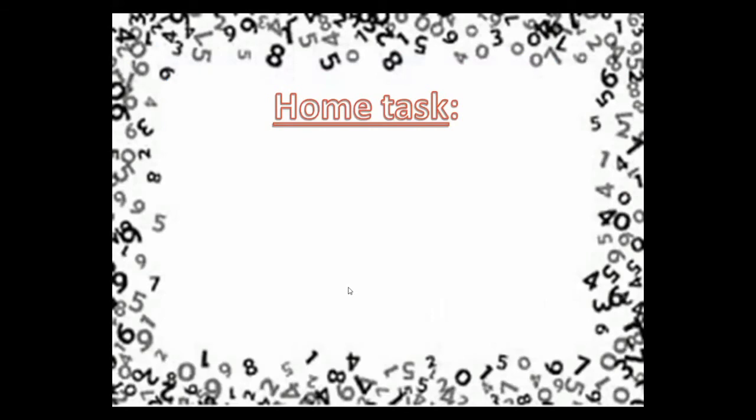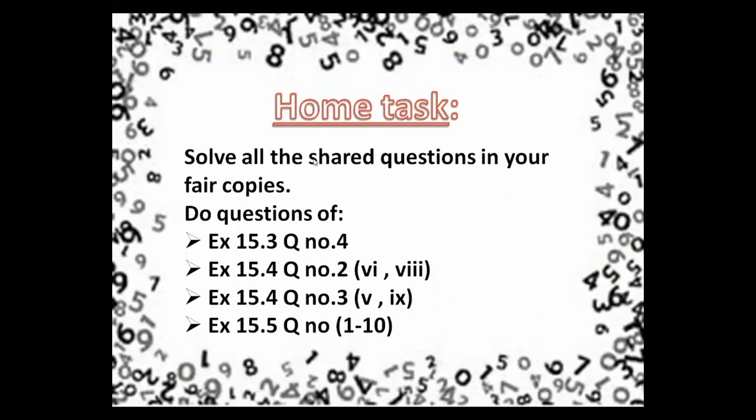Now note down your home task. Solve all the shared questions in your fair copy. You have all the questions which I have shared in this class. You have to do first all these questions in your fair copy. Now this is the list of questions which you also have to solve in your fair copy. In exercise 15.3, you have to do question number 4. From exercise 15.4, you have to do question number 2, part 6 and part 8. Now, from exercise 15.4, you also have to do question number 3, part 5 and part 9.